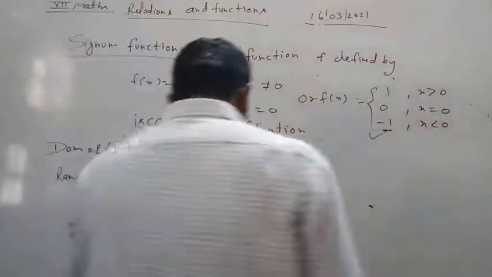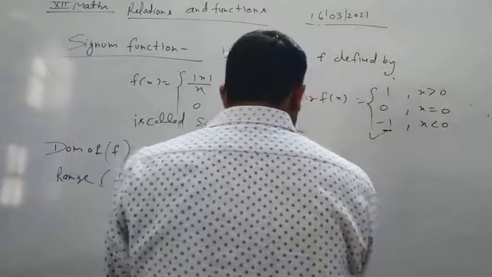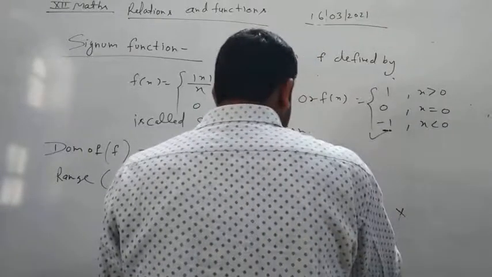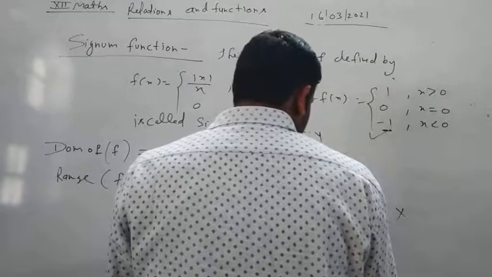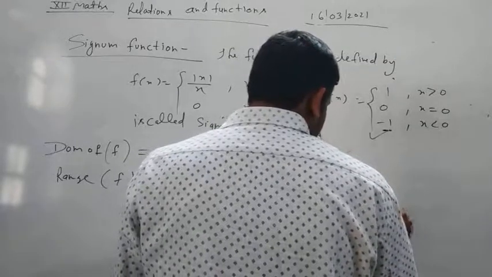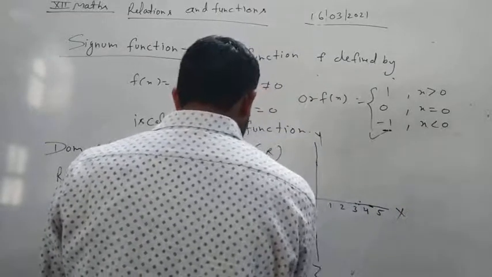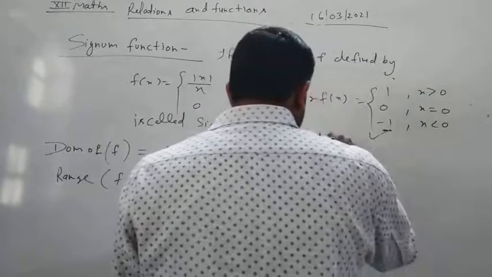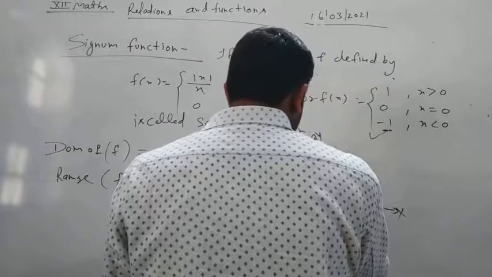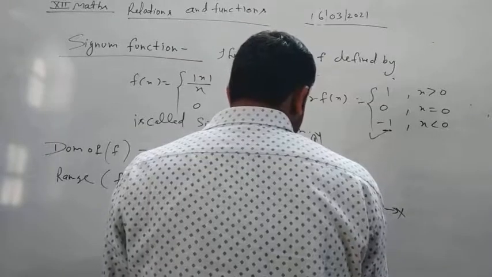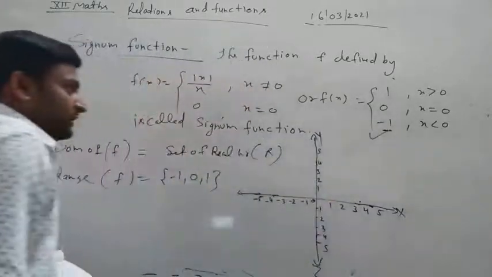Now its graph is, students, look at it. The graph of this function is drawn on the x and y axes. This is 1, 2, 3, 4, 5, minus 1, minus 2, minus 3, minus 4, minus 5, and this is 1, 2, 3, 4, 5, minus 1, minus 2, minus 3, minus 4, minus 5, and this is the origin.